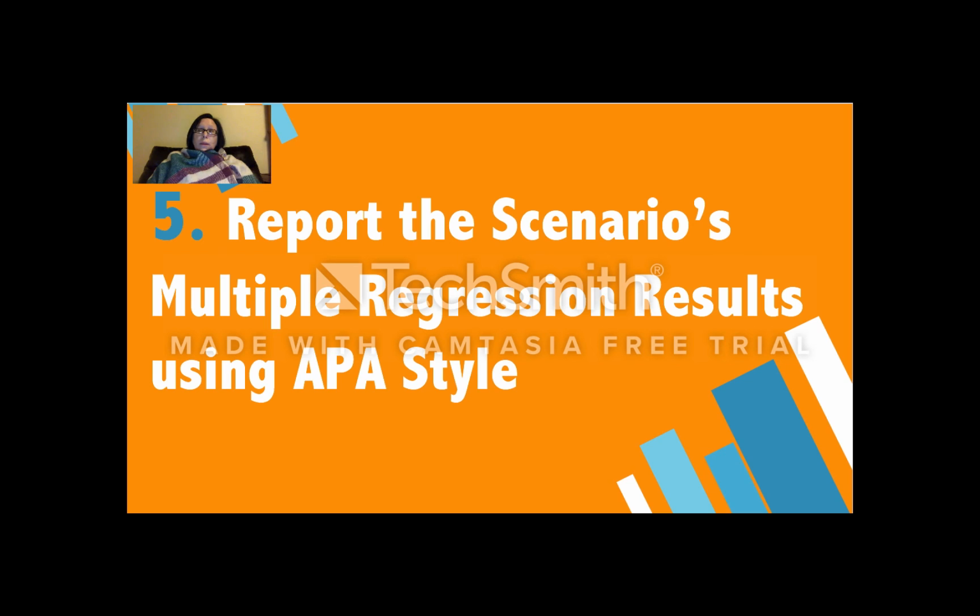Now that we have interpreted our output and we've checked that we've met all of our assumptions and that we have no issues with the residuals, we need to report our scenario's multiple regression results using APA style. Typically, when reporting the results of multiple regression analyses, two tables are used: a table of means, standard deviations, and correlations for your predictor and dependent variables, and a multiple regression analysis summary table.